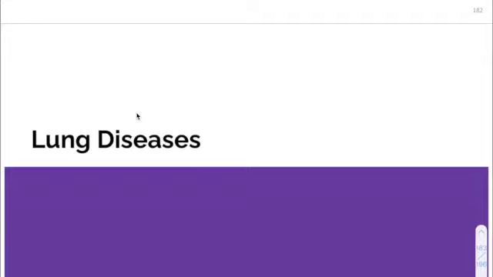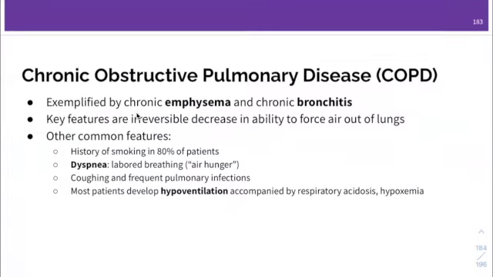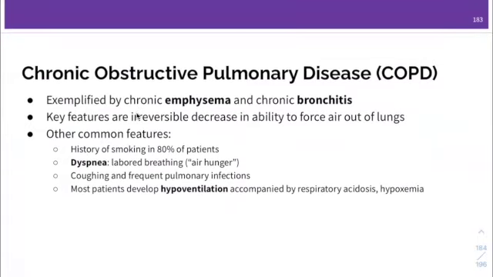Lung diseases. COPD, or chronic obstructive pulmonary disease. You have chronic emphysema and chronic bronchitis together. They have a hard time forcing air out of their lungs. Most of them have a history of smoking.